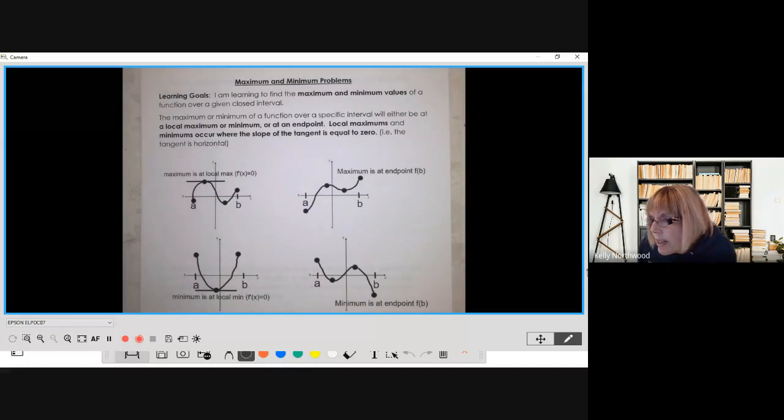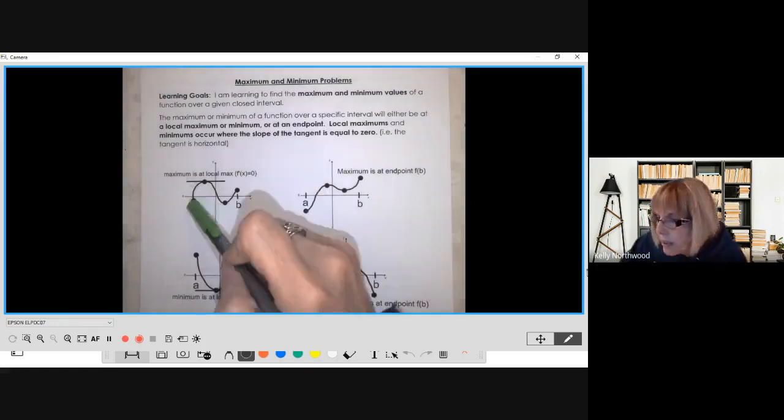So we're learning to find the maximum and minimum values of a function over a given closed interval. The maximum or minimum of a function over a specific interval will either be at a local max or min or at an endpoint, okay? And local maximums and minimums occur where the slope of the tangent is equal to 0, or the tangent is horizontal. So I did some diagrams.